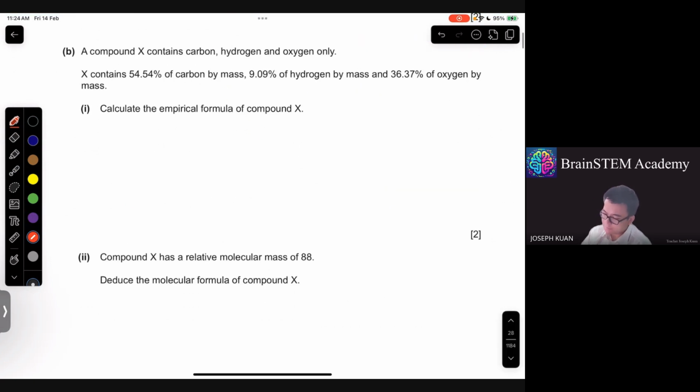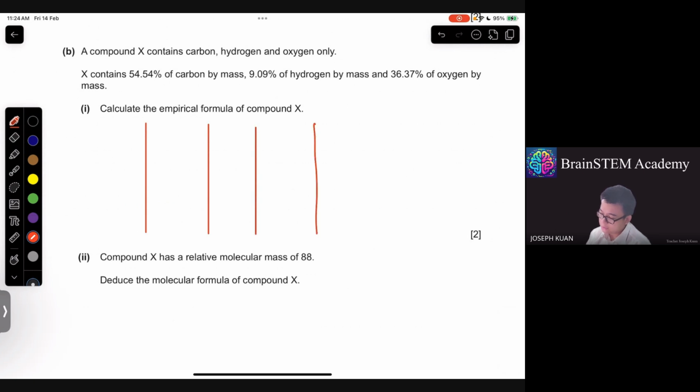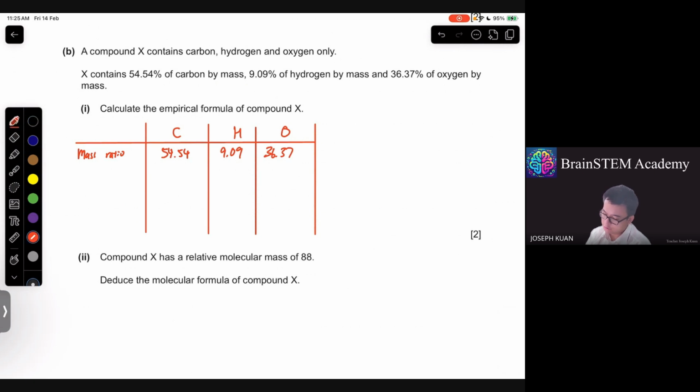Moving on, a compound X contains carbon, hydrogen, and oxygen only. X contains 54.54% of carbon by mass, 9.09% of hydrogen by mass, and 36.37% of oxygen by mass. Calculate the empirical formula of compound X. So first, we have to identify the mass ratio of the substance. In that case, we are given 54.54% by mass for carbon, 9.09 for hydrogen, and 36.37 for oxygen.